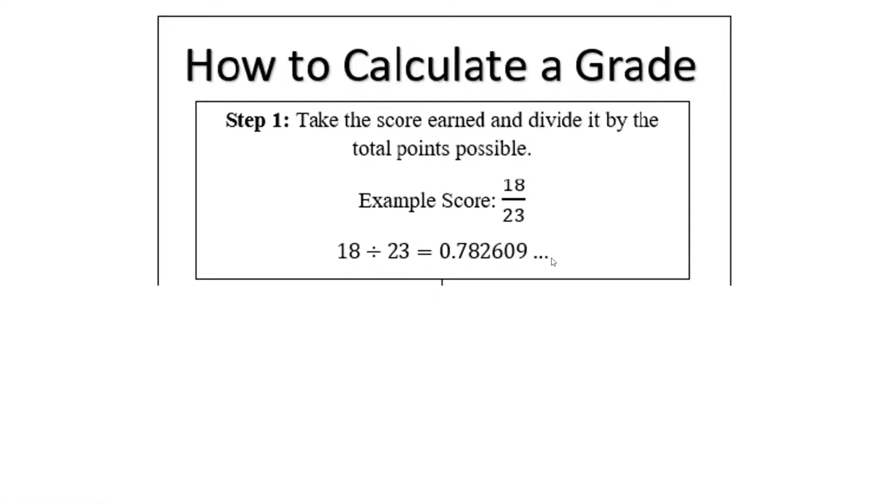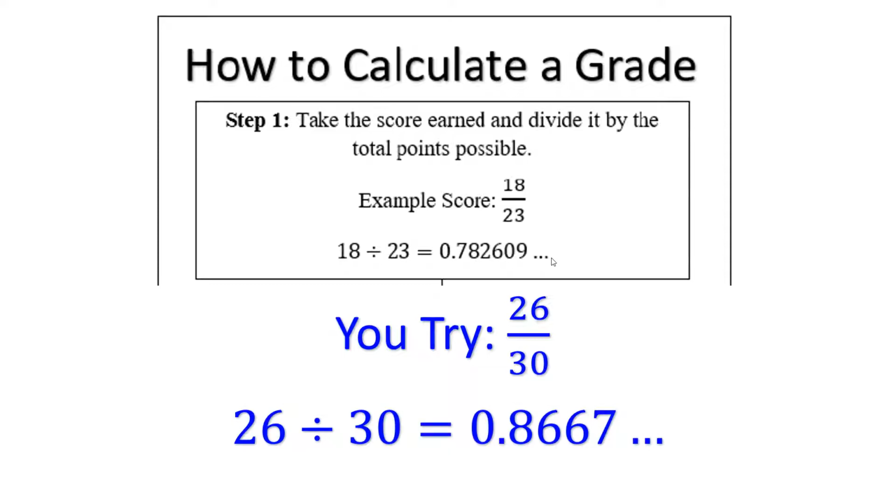So with your calculator now, I'd like you to try this. If you got 26 points out of a 30-point homework assignment, what would you do for step one? You should type into your calculator 26 divided by 30, and it will say 0.86 repeating. So these sixes will go on for the entire length of the calculator, and that's why I've rounded this number up to a 7, because 6 would bump the fourth number up to a 7.